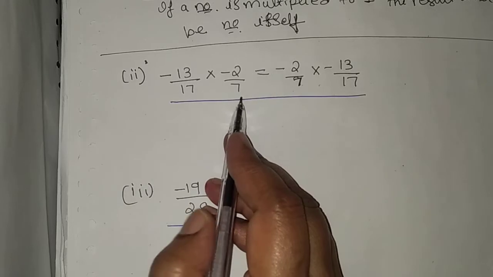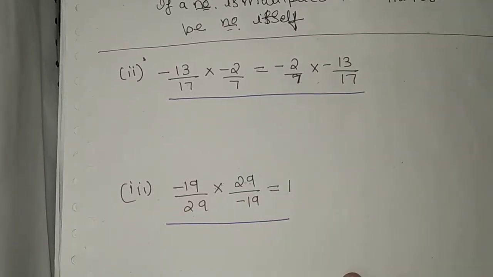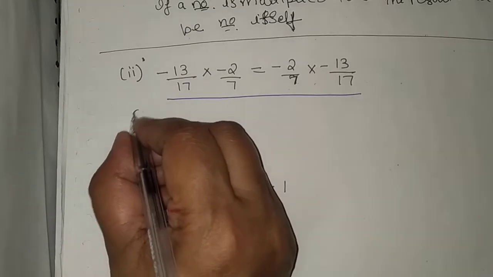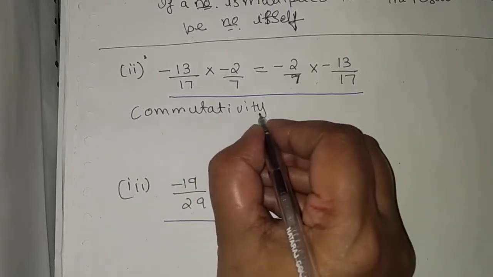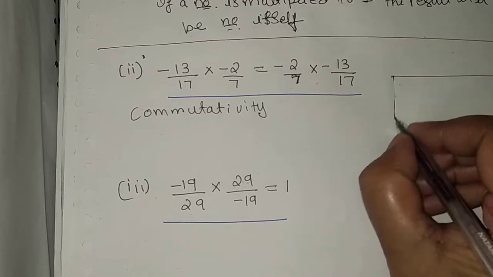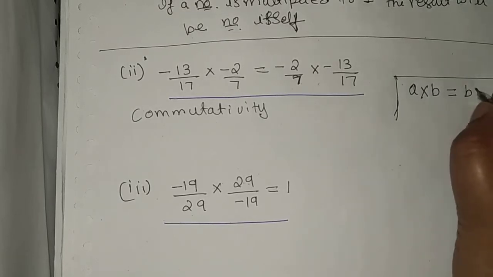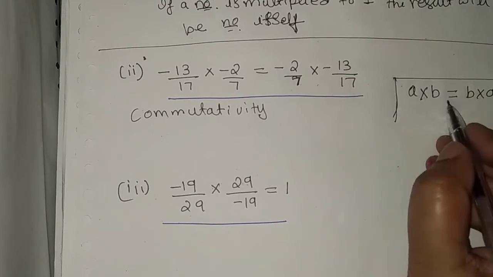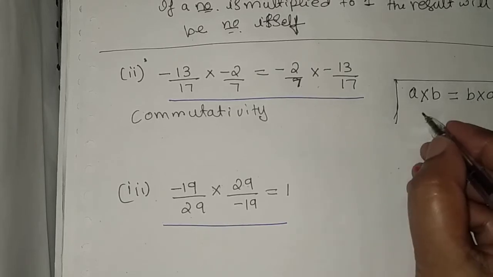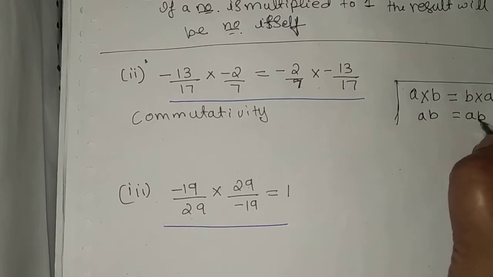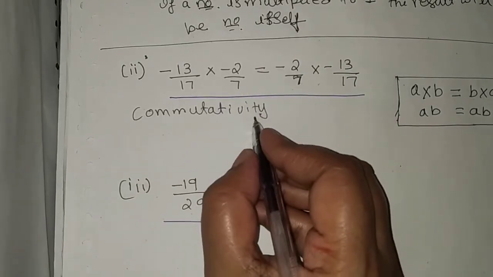Minus 13 by 7 into minus 2 by 7 equal to minus 2 by 7 into minus 13 by 7. Here this one is called commutativity. What is commutativity? We'll see. That is, A is a number and B is another number. A into B equals B into A. If we interchange the place of these two numbers, A with B and B with A, then the result will be the same. So it doesn't affect the result. If the position of the numbers is changed, the result remains the same. This is called commutativity.